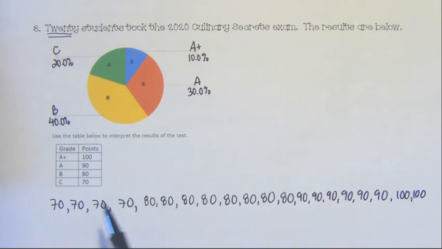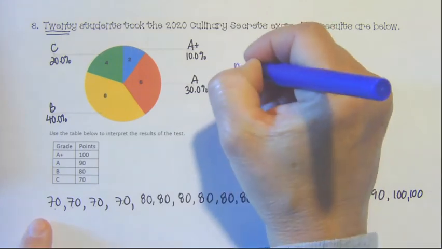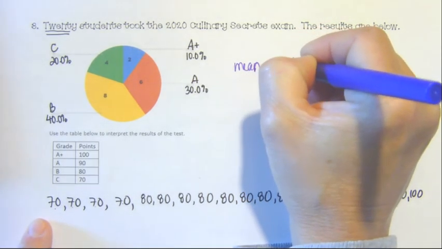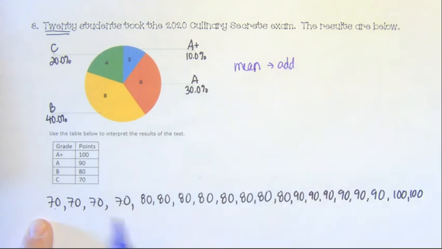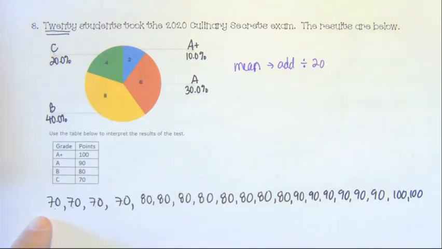All right, now I should have 20 numbers here. 1, 2, 3, 4, 5, 6, 7, 8, 9, 10, 11, 12, 13, 14, 15, 16, 17, 18, 19, 20. Good, so I've got 20 numbers. You're going to go through the same steps again. The mean, you add them all up and divide by, in this case we're going to divide by 20. So for the mean, we're going to add all these numbers. Add 70, 70, 70. So add those up and then divide by 20, the total number of students.